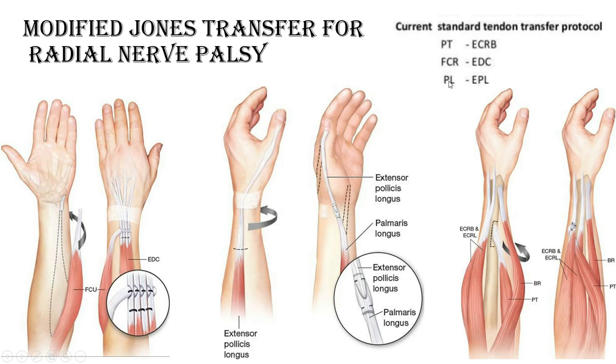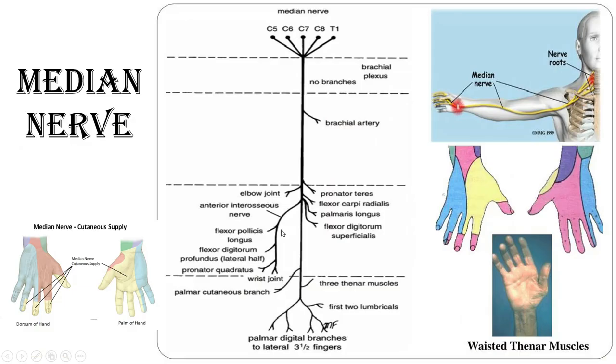PL to EPL means palmaris longus to extensor pollicis longus. Then FCR to EDC, flexor carpi radialis will transfer to the extensor digitorum communis, and PT to ECRB. PT means pronator teres transfer to the extensor carpi radialis brevis. So please go through, and the best way to remember this is to make a printout and just attach it to your study room. Now median nerve.